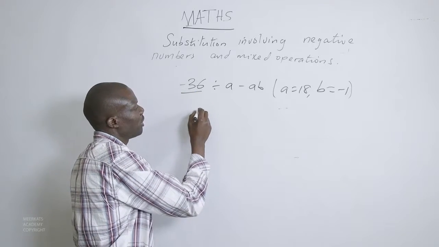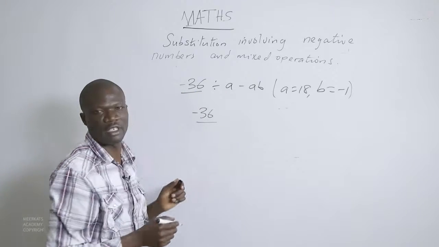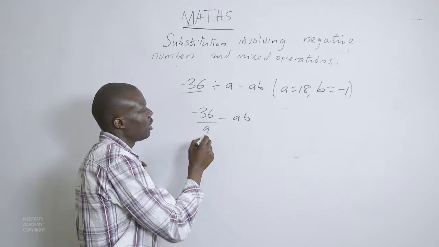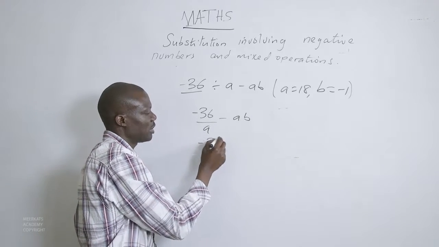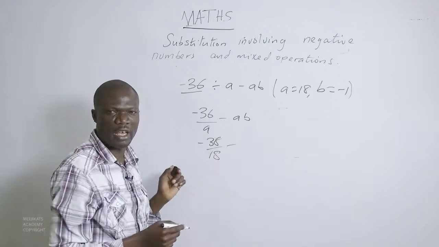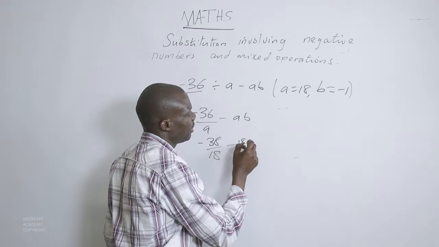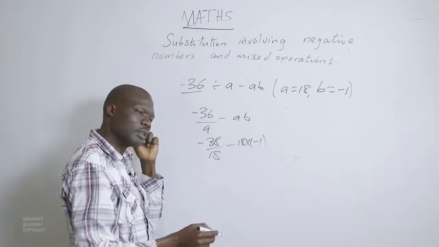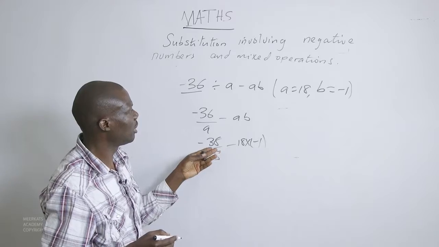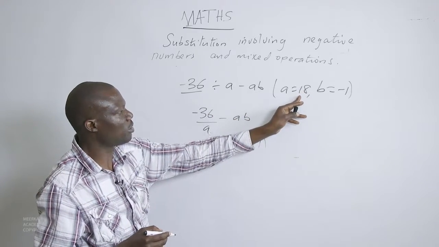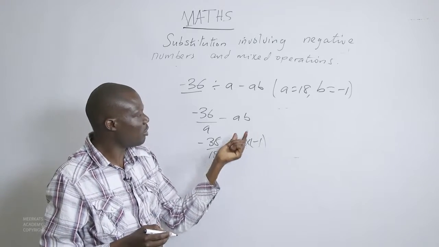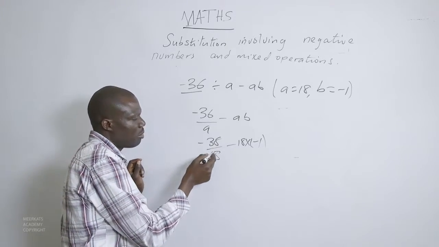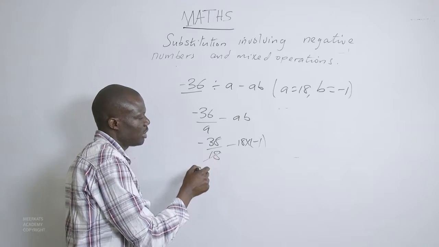This is a constant, so we remain with minus 36. Divided by is the same as having it down here as a, then minus ab. Substituting, where we have a, we put 18, so it will be minus 36 over 18 minus ab. A is 18 and b is negative 1. A is a positive and b is a negative. So already, before we open the bracket, there's a positive and a negative inside the bracket. The common factor between 36 and 18 is 18.